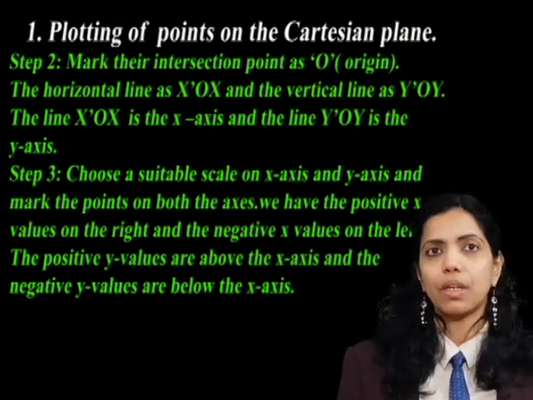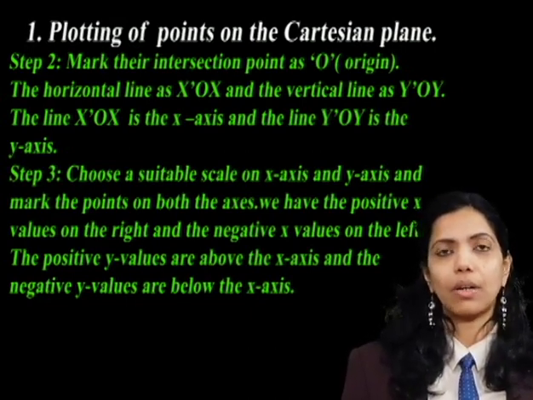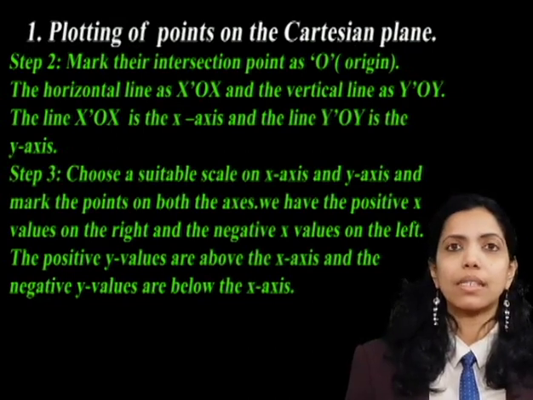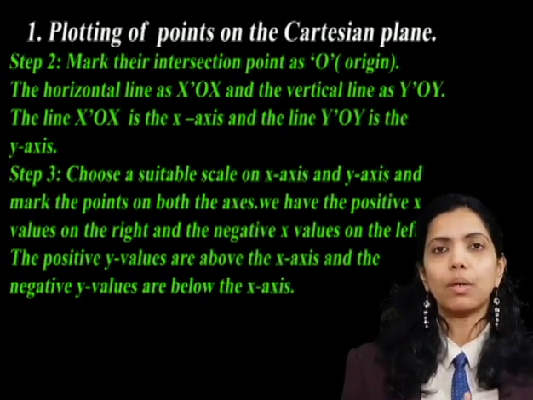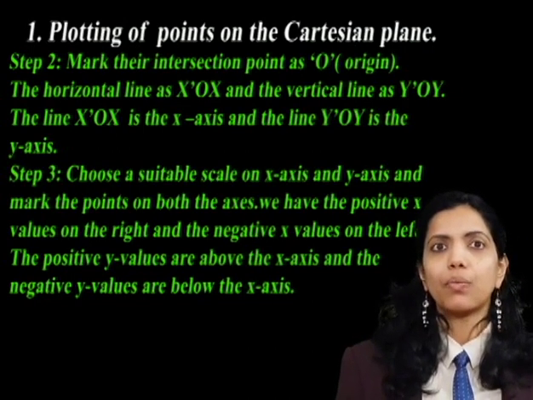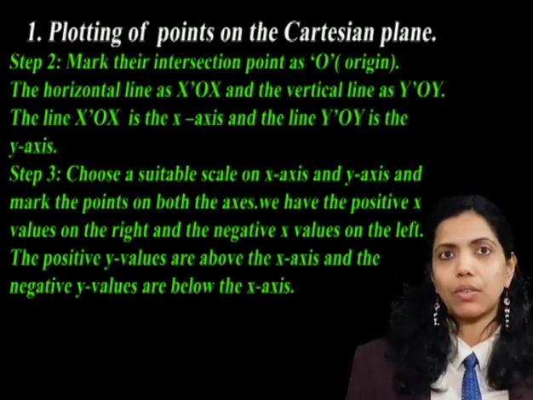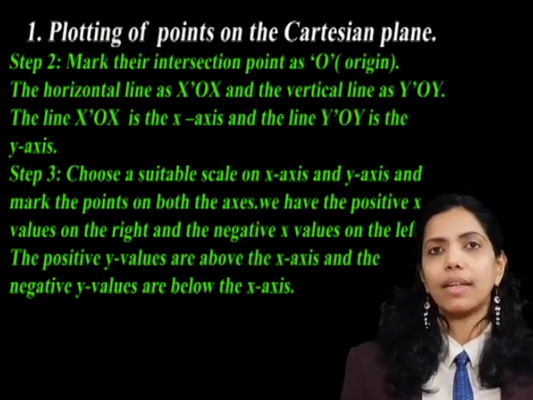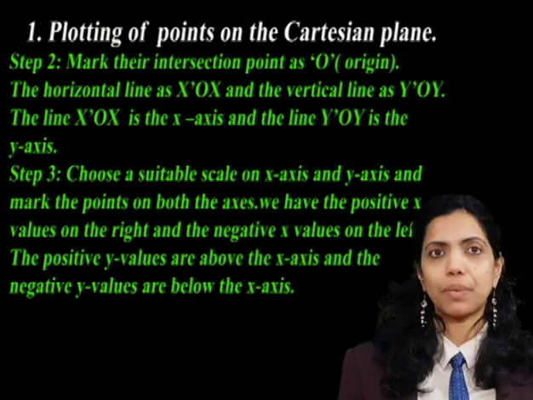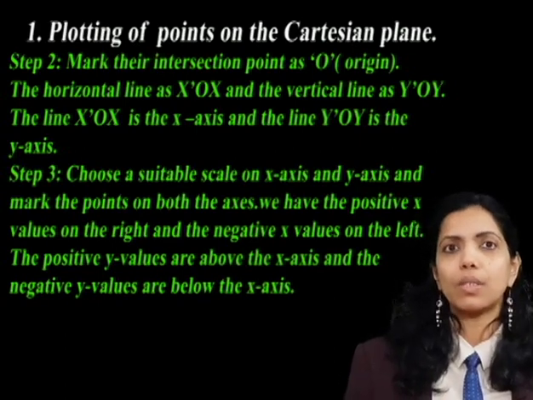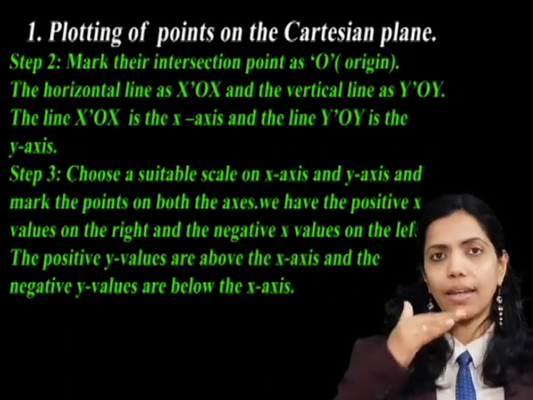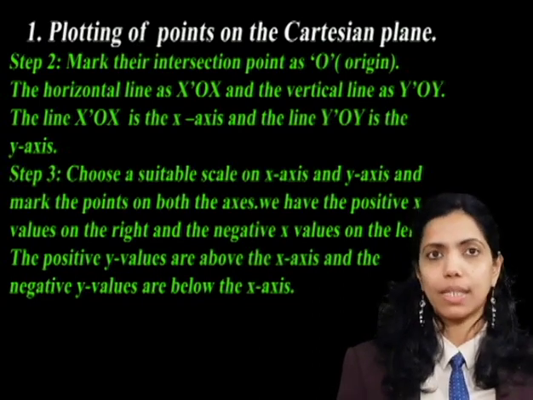Step 3. We choose a suitable scale on the x-axis and y-axis and mark the points on both the axes. We have the positive x values on the right side and the negative x values on the left. The positive y values are above the x-axis and the negative y values are below the x-axis.